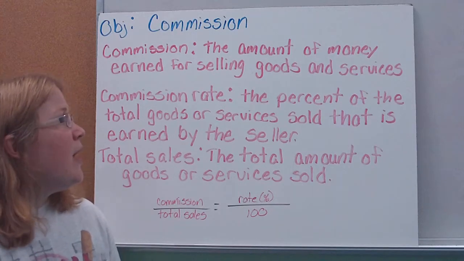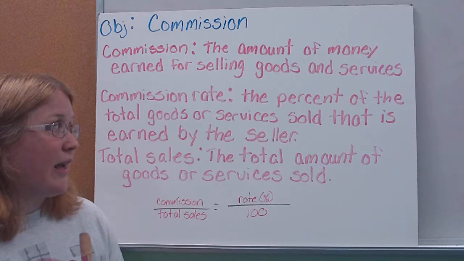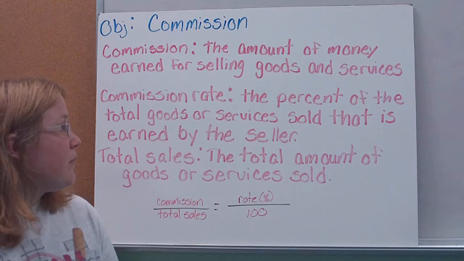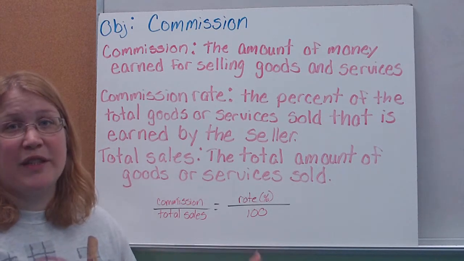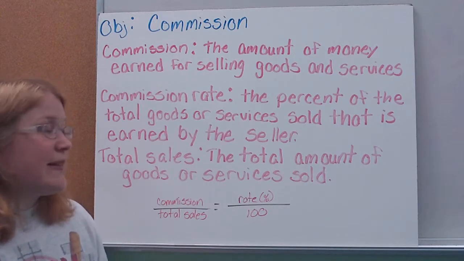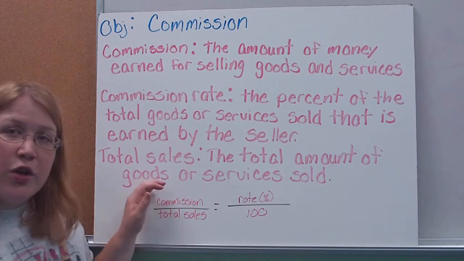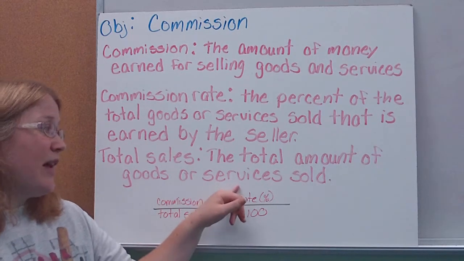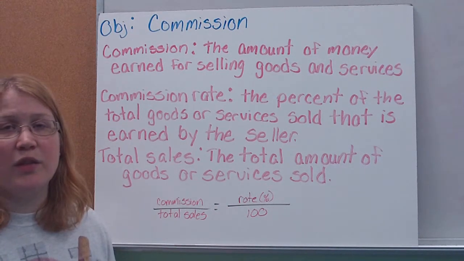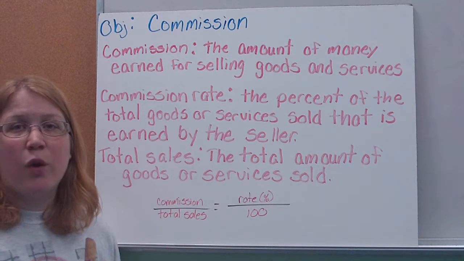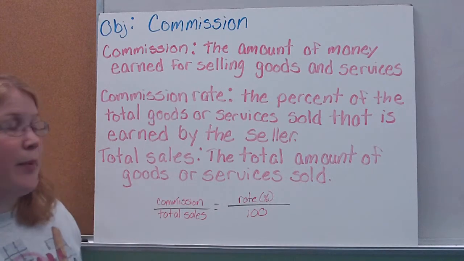The commission rate refers to the percent of the total goods that the person is making. And then the total sales would obviously just be the amount of goods or services that that person has sold. So the way we're going to solve this, again, we're still using our proportion. Our commission, or the money we earn, goes on top of the total sales, and that is equal to the percent or the rate over 100. So it's set up the same way that all the other ones were set up as well. Pretty straightforward for this lesson. So this is the important thing that you need to remember and how to set it up.